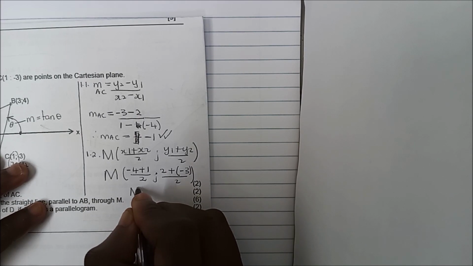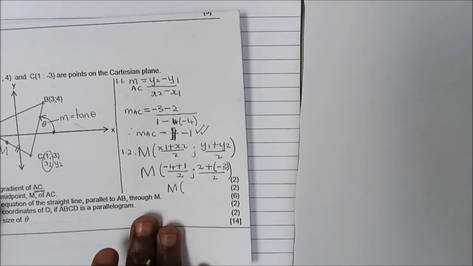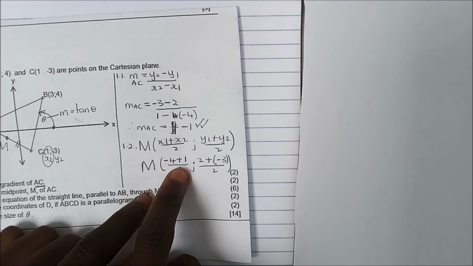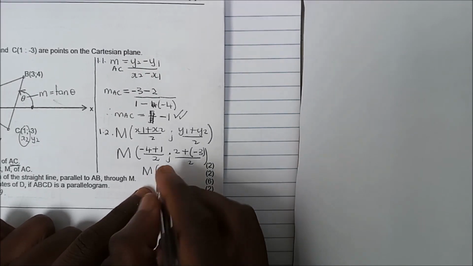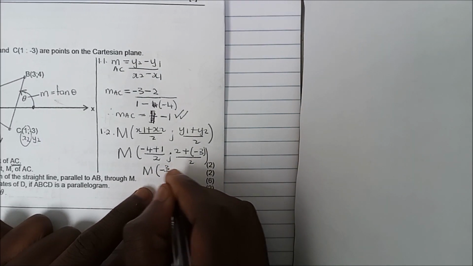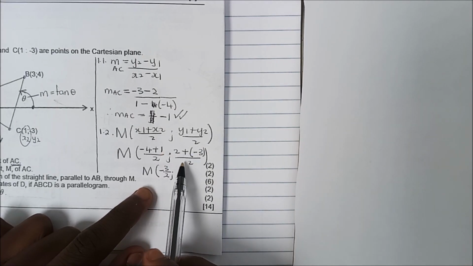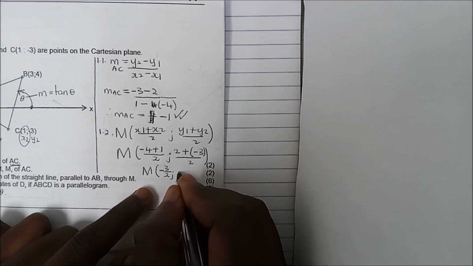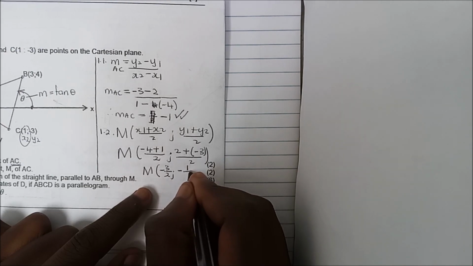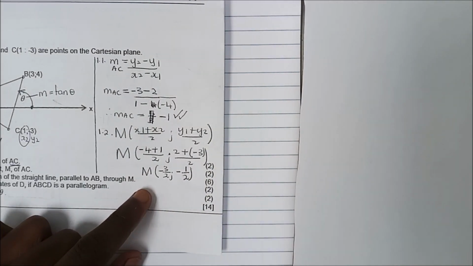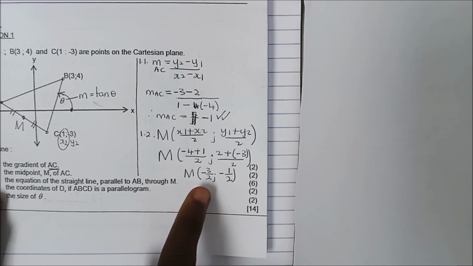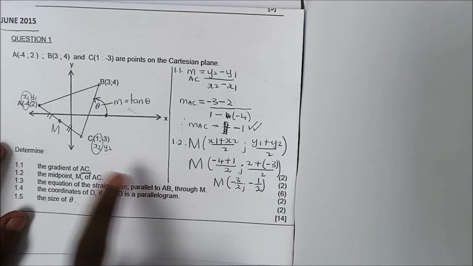And now we just put the whole thing into the calculator. Negative 4 plus 1, that's negative 3, so the first one will be negative 3 over 2. And then we have 2 plus negative 3, that's going to be negative 1 all over 2. So now this is the coordinates of the midpoint M.